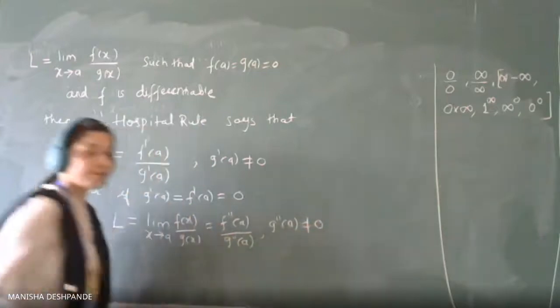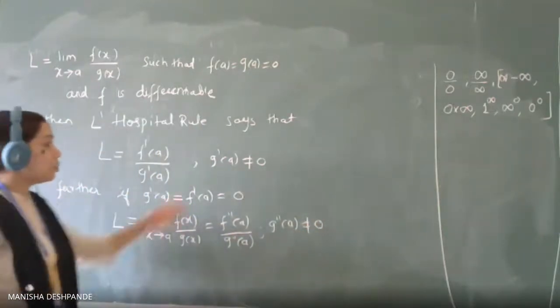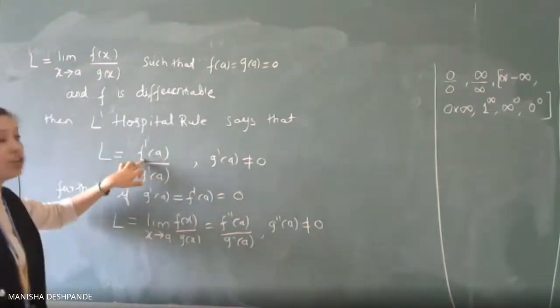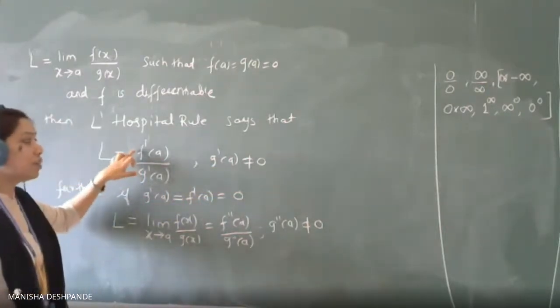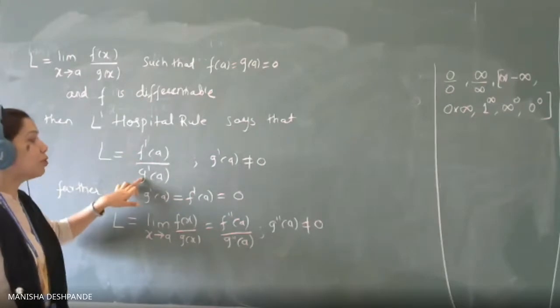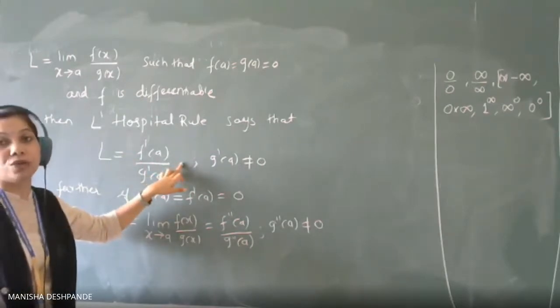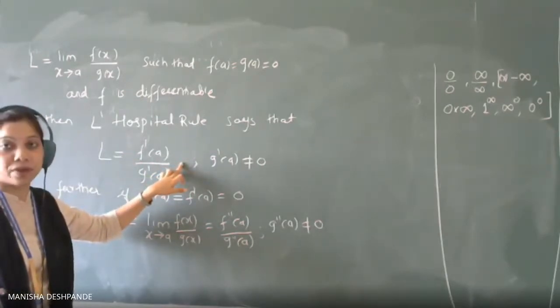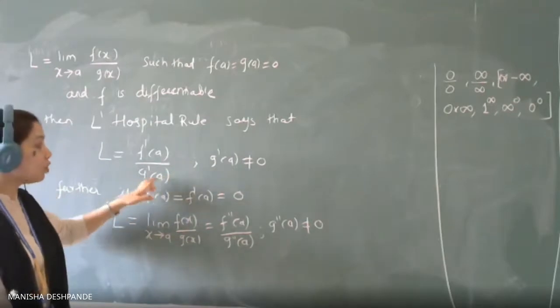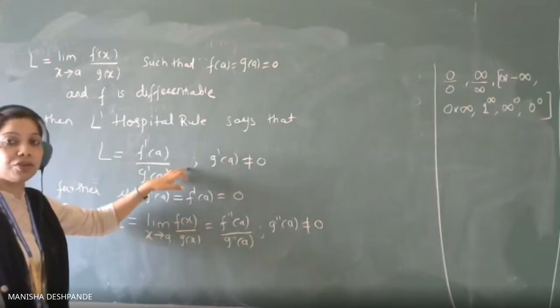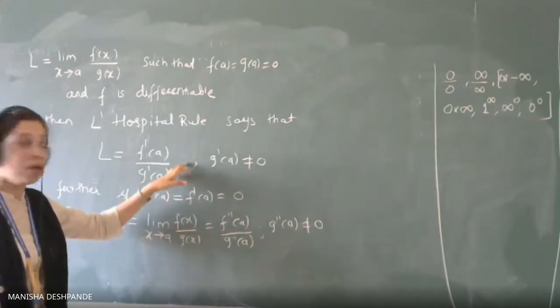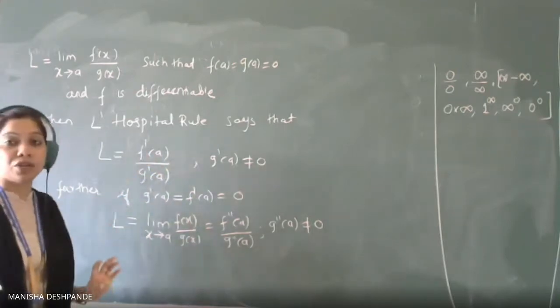Is it okay? Fine. Now, suppose g dash of a is 0 but f dash is not 0. F dash is a fixed value. So fixed value by 0, then the limit is going to infinity. So it is becoming large and large. Are you getting it? If suppose g dash of a is not 0 but f dash is 0, still the answer is unique. It is 0. 0 by fixed value is 0. So if any one of them is becoming 0, not a problem.